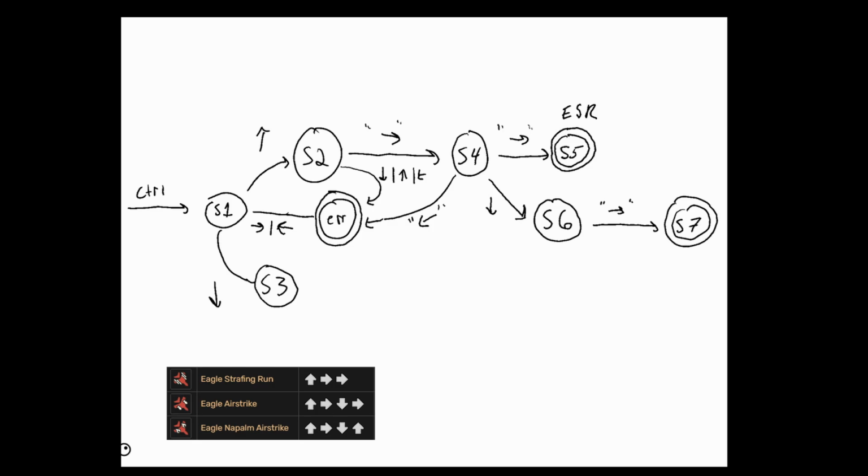And that's true for S6 as well. If they press a right, we transition them into the Eagle airstrike, and that's an accept. And again, we're doing the same thing if they press up, and that's going into the Eagle napalm. And again, that would be an accept state.